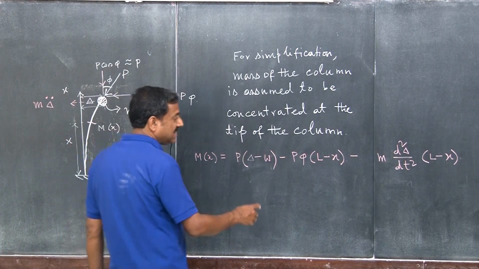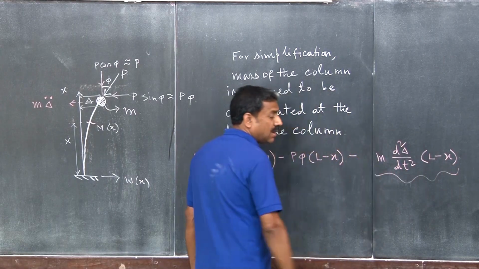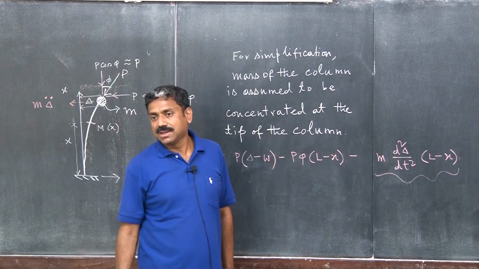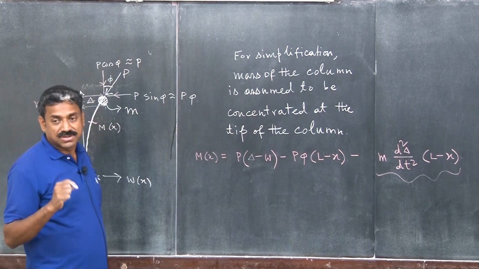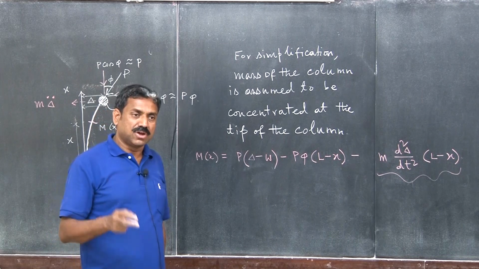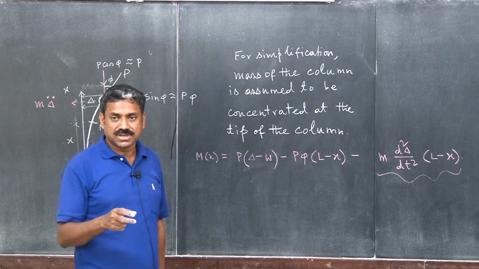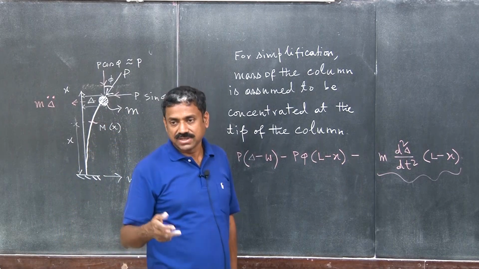So, what was the additional thing that I am considering? I am considering the inertia of the column, and the inertia was due to concentrated mass that is assumed to be concentrated at the end. That is one kind of simplification. So, you have considered the mass to be concentrated at the tip, but the column has distributed elasticity, right.